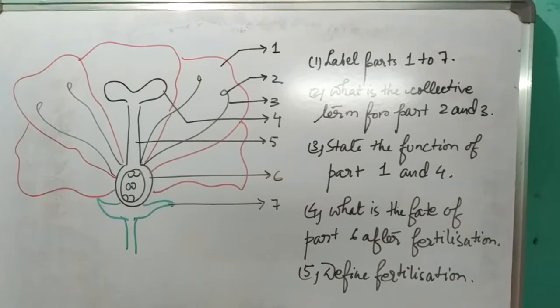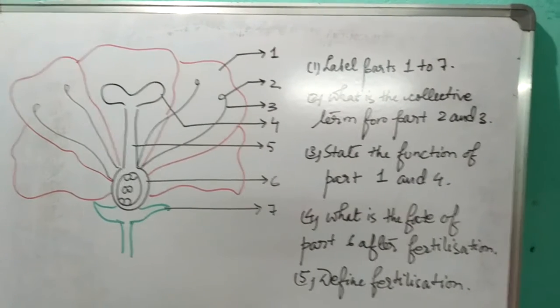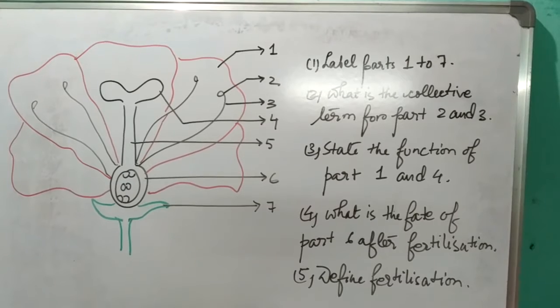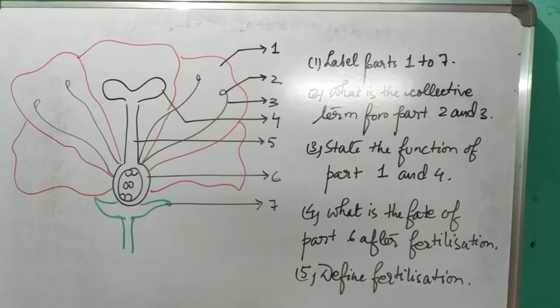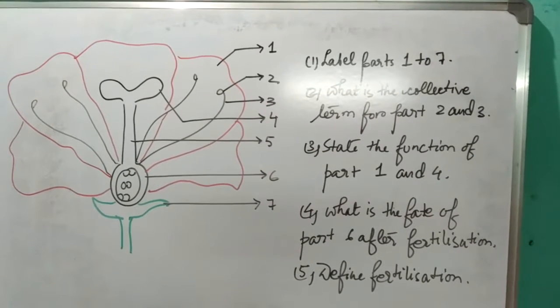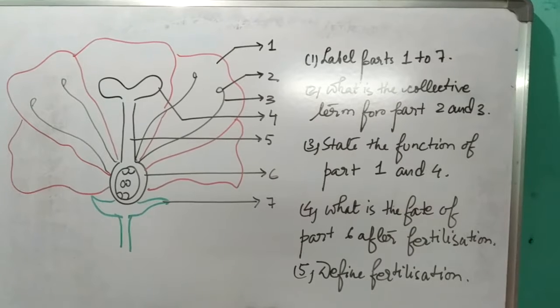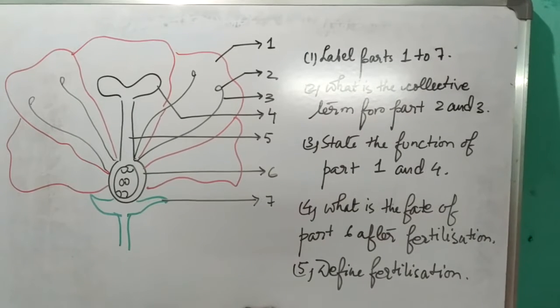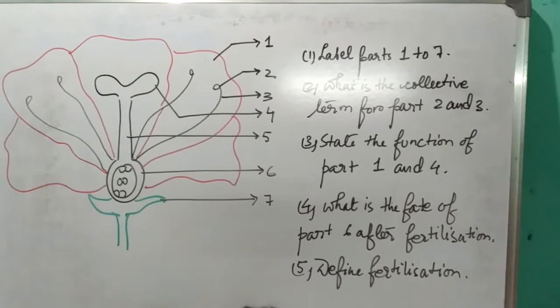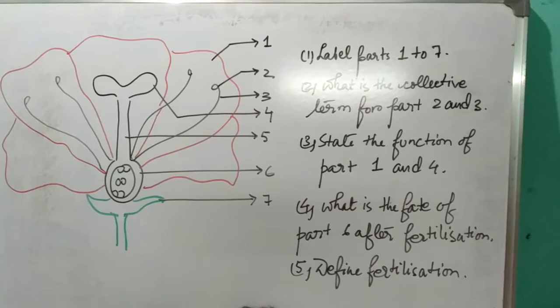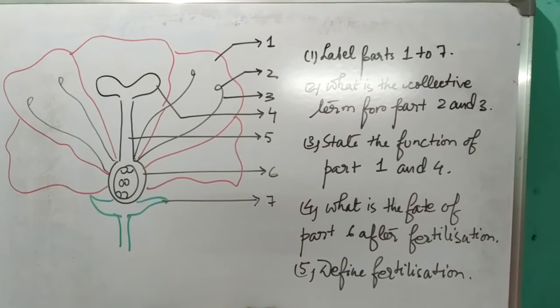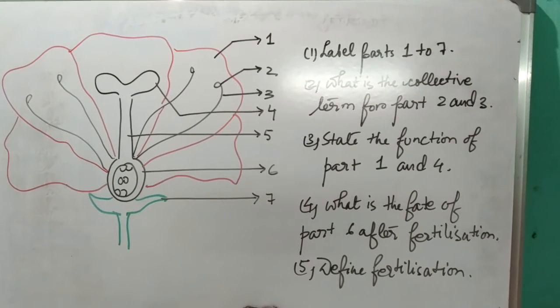So based on this diagram, here is a structured question. Okay, this is a question which is diagram based. So students, over here I have provided you with a diagram of a flower. So the first question over here is: label parts 1 to 7.